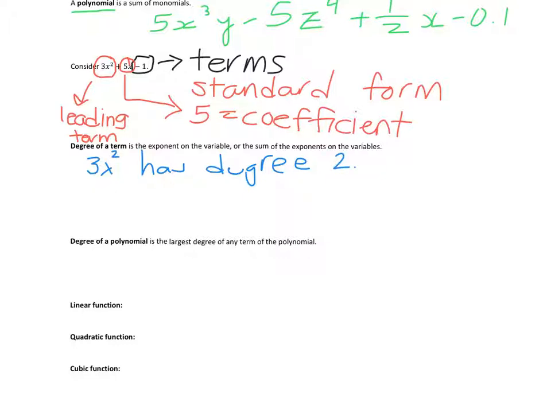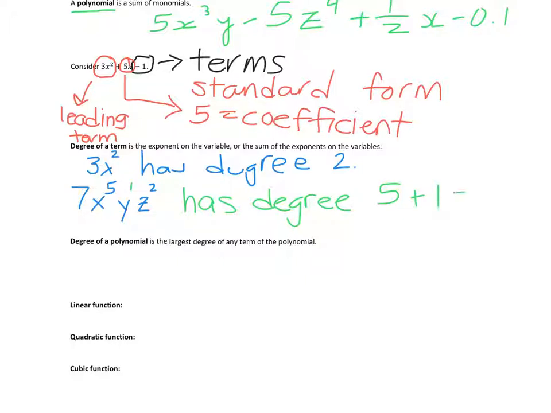If we had a lot of variables, like let's say x to the 5th y z squared, that's all one term because there's no pluses or minuses separating it. It's all one big product, so it's all one term. For the degree, we're going to add up the exponents on all the variables. So 5 plus 1, remember 1 is the invisible exponent, plus 2, it has degree 8.